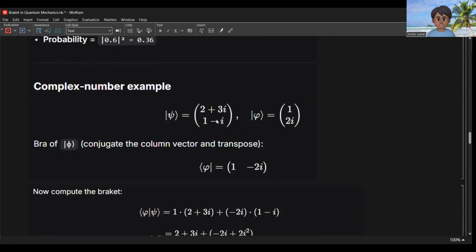This is the column vector 2 plus 3i, then 1 minus i. We have another example here. We have phi, the column vector, which is 1 and 2i. So the bra of phi, the conjugate of the column vector and transposed, is 1 minus 2i.